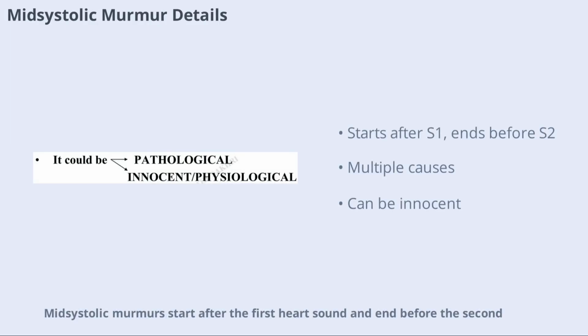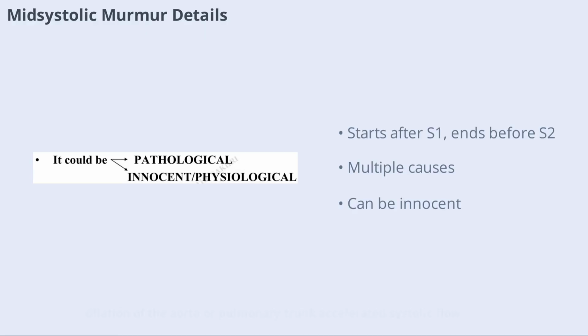Mid-systolic murmurs start after the first heart sound and end before the second. They can be caused by ventricular outflow obstruction, dilation of the aorta or pulmonary trunk, accelerated systolic flow, or even be innocent. Recognizing the setting helps determine whether the murmur is benign or indicative of disease.